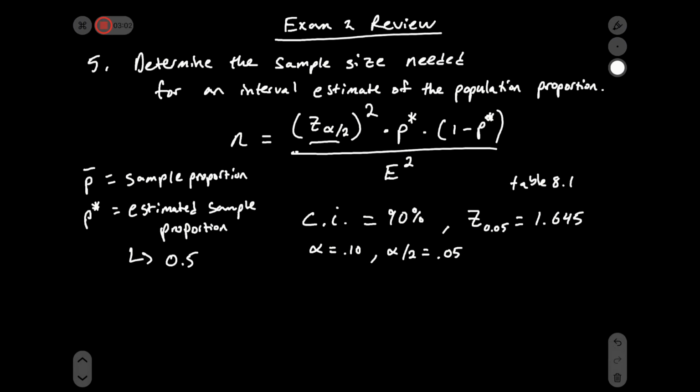And finally, we want to estimate this interval with a desired margin of error equal to 0.2. These are all things that you'd be given in the problem. I mean, you'll have to find your z-score here, but everything else is given. So now we essentially just plug and chug.